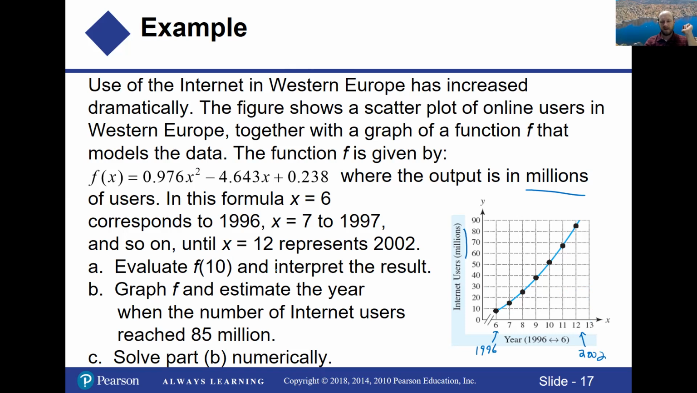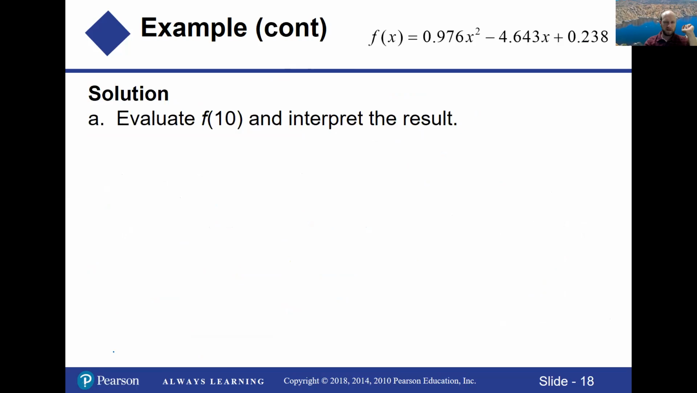Now, what does that mean? Okay, let's just look at the graph before we go on. f of 10 means how many million users were there in year 10, or the year 2000. So that would be this dot. Well, we don't really know exactly what it is based on that dot. So what we would do is plug in 10 for x, and we would get an answer, okay? So let's evaluate f of 10 and then interpret that result.